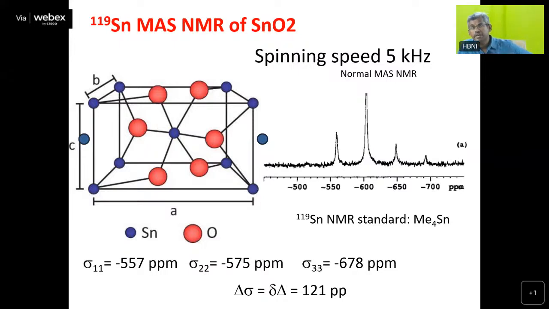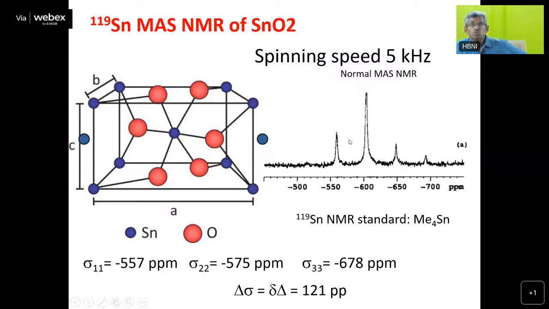Now let us continue again on tin NMR. This information also will be quite useful. This is the tin NMR we have recorded at a spinning speed of around 5 kilohertz, recorded in our own laboratory, on tin oxide which we have prepared. You see, 1, 2, 3, total 4 signals are there. So which is the genuine signal? Because in tin oxide there is only one tin environment, so we should get only a single peak.